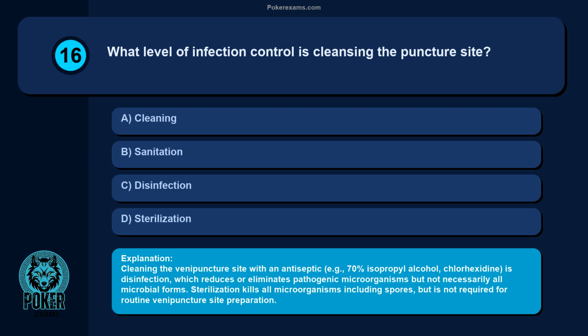Cleaning the venipuncture site with an antiseptic, e.g., 70% isopropyl alcohol, chlorhexidine, is disinfection, which reduces or eliminates pathogenic microorganisms but not necessarily all microbial forms. Sterilization kills all microorganisms including spores, but is not required for routine venipuncture site preparation.